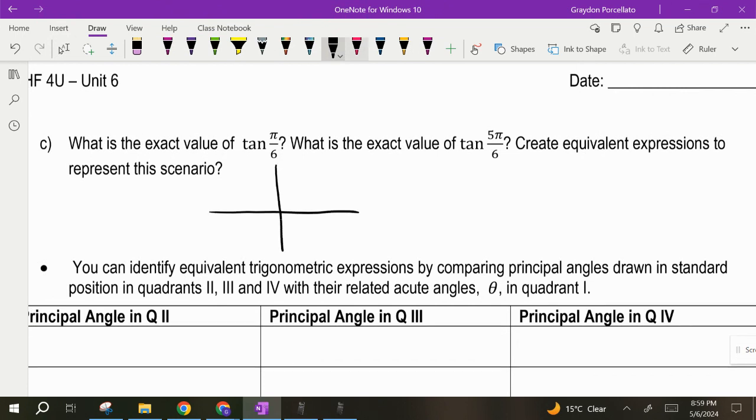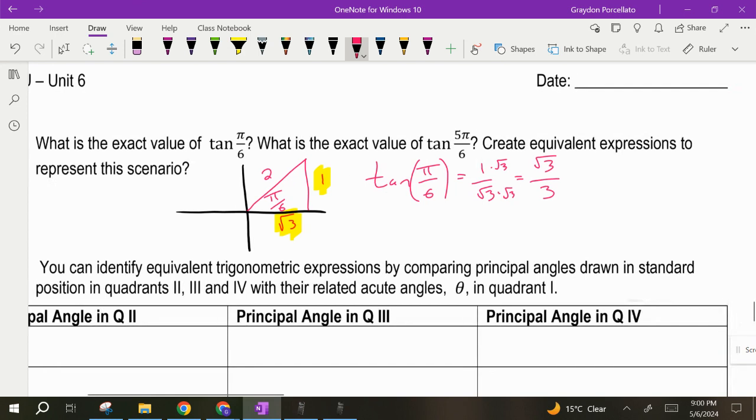So the tan of pi over 6 is, well, remember that's right here. This little angle here is pi over 6. This special triangle we looked at yesterday is 1, root 3, 2. And tan, remember, is opposite over adjacent. So the tan of pi over 6 is equal to 1 over root 3. We multiply by root 3 on top and bottom, because we have to have a whole number in our denominator, and that's equal to root 3 over 3. So that's for the tan of pi over 6.